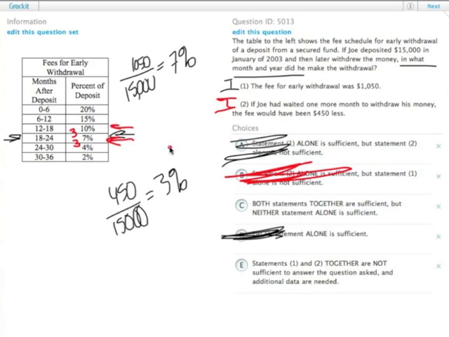In conjunction, it helps a lot because from statement 1, we know that it had to have been in the 18 to 24 month period. And the second one tells us that it was in the last month of whatever period he withdrew it in. So this one tells us that it was in the 24th month after the date of deposit. So there we have it. The two statements together are sufficient. Answer choice C.